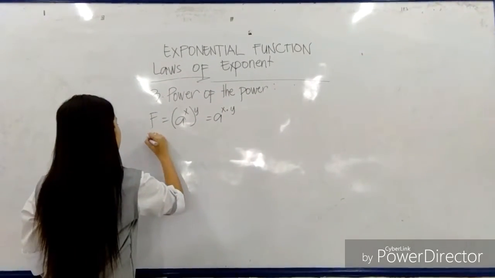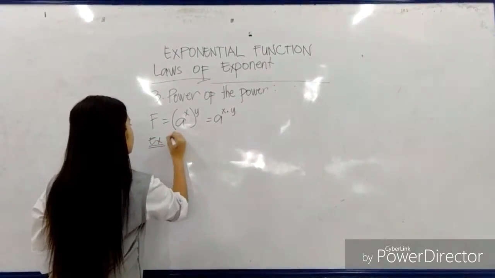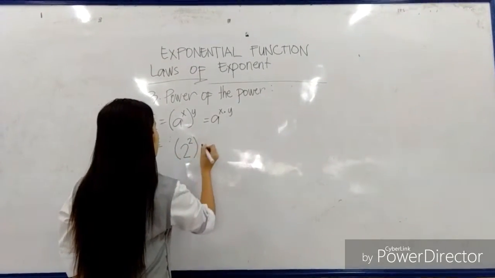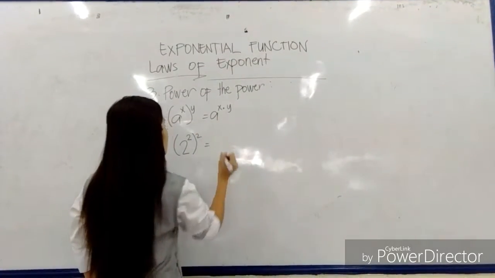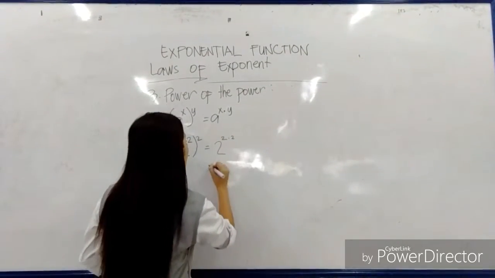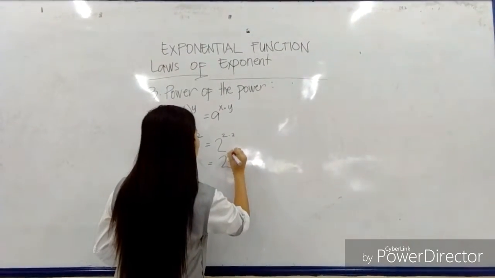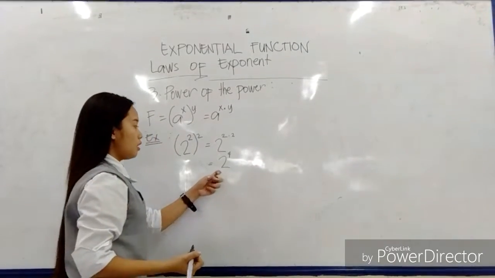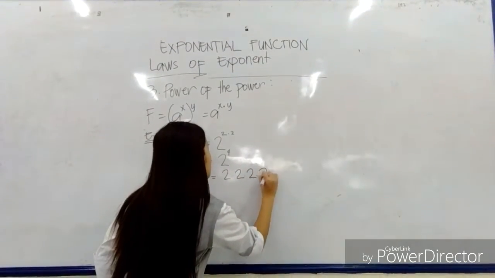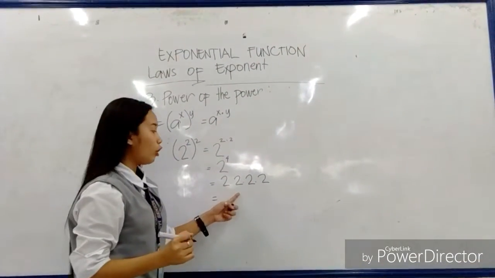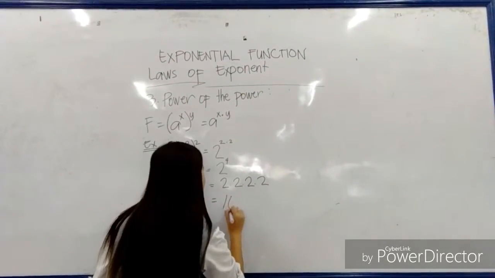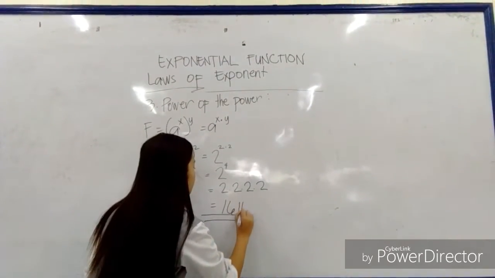Example, 2 raised to the power of 2, raised to the power of 2, is equal to 2 raised to the power of 2 times 2, or 2 raised to the power of 4. Then solve for the 2. 2 times 2 times 2 times 2. 2 times 2 is equal to 4, times 2 is equal to 8, times 2 is equal to 16. So this is our answer now, 16.